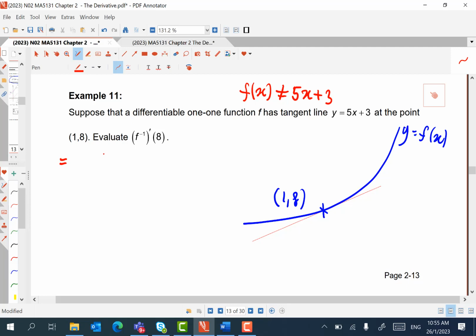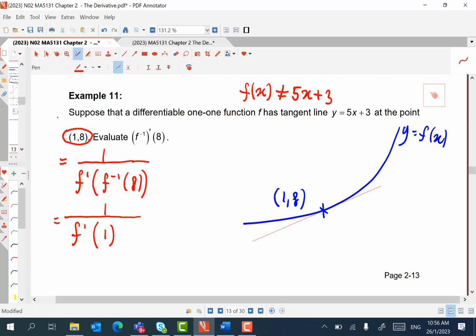Okay, so how do you do this question? According to what we have proven earlier on, this becomes f prime of f inverse 8. What is f inverse 8? It is 1. Why is it 1? Because this sentence tells me that f of 1 is equal to 8. So therefore f inverse 8 has to be 1.